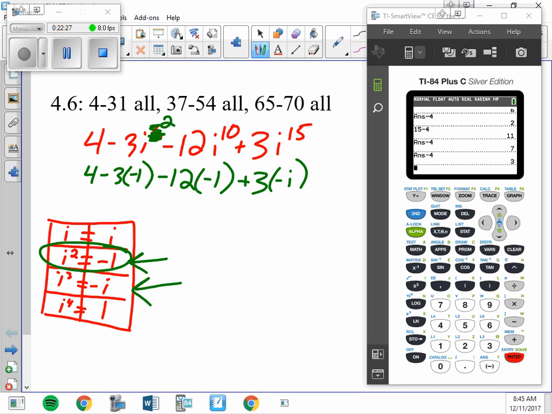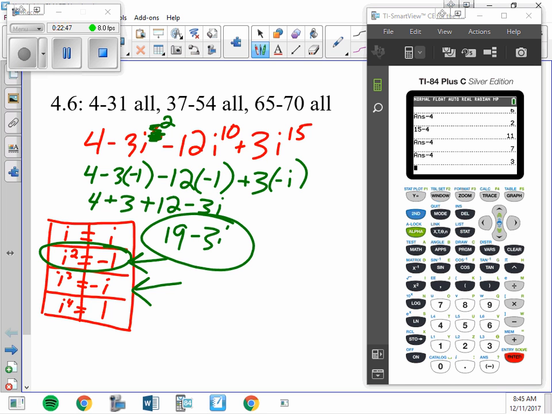And then I simplify. 4 plus 3 plus 12 minus 3i. And then 4 plus 3 is 7, plus 12 is 19, minus 3i. That is the simplified version. So if you have i's with exponents larger than 1, you want to do those first. Figure out the i's and then simplify and combine like terms.